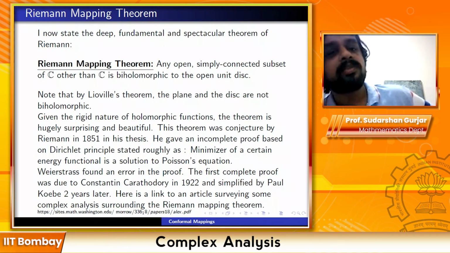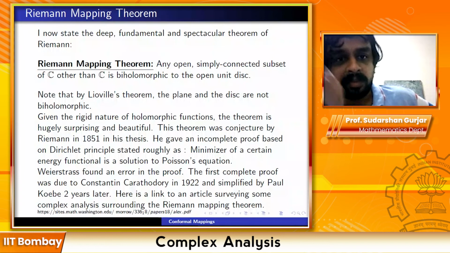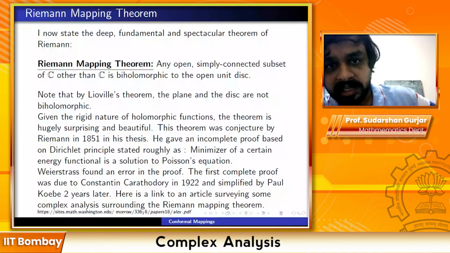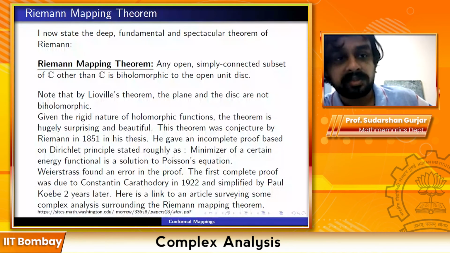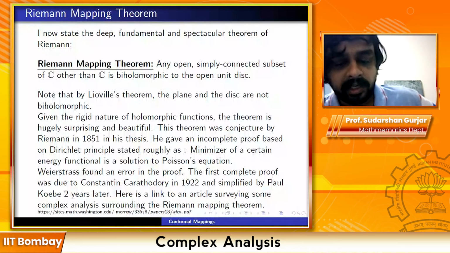For those of you who are familiar, somebody was using the word homeomorphism some time back. It's not even obvious that any open simply connected subset of C other than C is homeomorphic to the unit disk. Even that is not obvious. And Riemann's theorem is telling you much more. It's in fact biholomorphic. Yeah, any doubts?